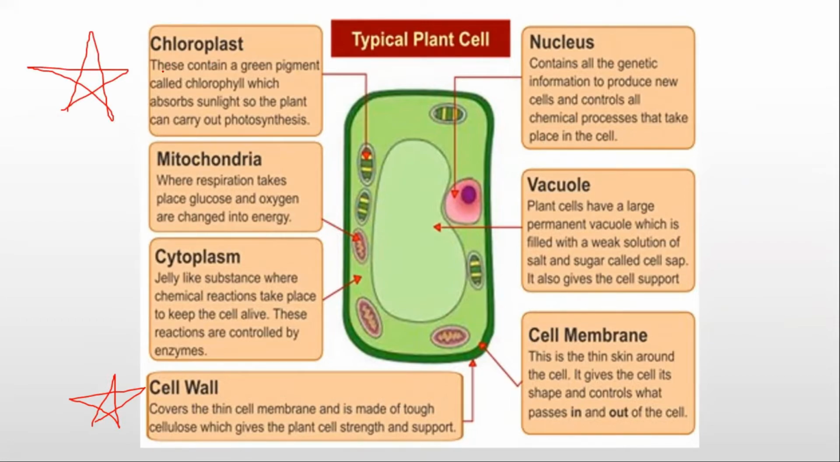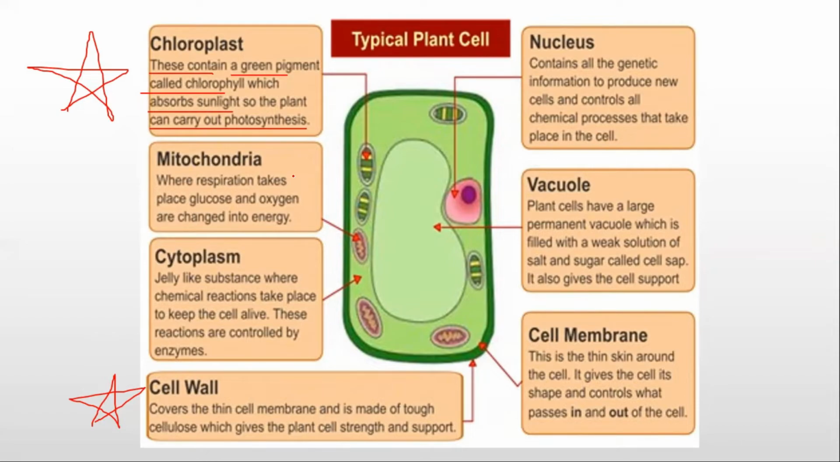Chloroplast की बात करें तो these contain a green pigment called chlorophyll, which absorbs sunlight so the plants can carry out photosynthesis. अब chloroplast का काम क्या होता है? They all have a green pigment which is known as chlorophyll. Chlorophyll is the green pigment that provides the whole leaf and the plant with the dark greenish color. Chlorophyll ही sunlight absorb करती है, so the photochemical reaction photosynthesis can actually take place and the plant can make its own food.